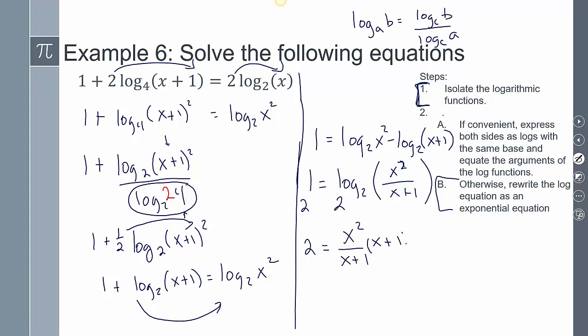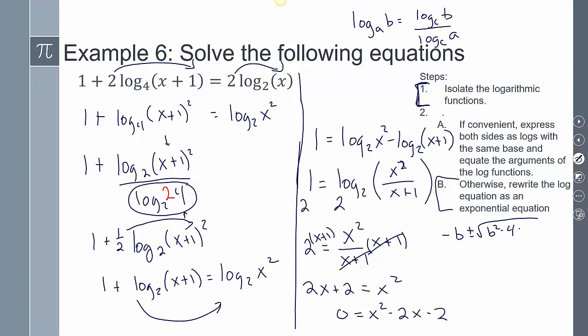Multiply both sides by x plus 1 because we have to get x out of the denominator. So I get 2x plus 2 equals x squared. Bring everything to one side: 0 equals x squared minus 2x minus 2. Well, does that even factor? Doesn't look like it, so we may have to use the quadratic formula here. Negative b plus or minus the square root of b squared minus 4ac, all over 2a. So I'm going to get 2 plus or minus the square root of negative 2 squared minus 4 times my a times my c, all over 2 times a.